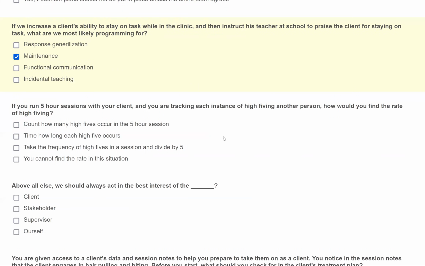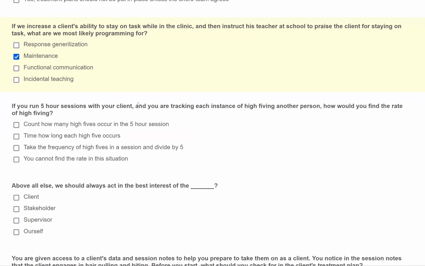If you run 5-hour sessions with your client and you are tracking each instance of high-fiving another person, how would you find the rate of high-fiving? What is rate? Start there, okay? Rate is frequency over time. So if you want to find the rate, what do you need to know? You need to know frequency. You need to know time. So let's find the rate of high-fiving. What is our frequency? Okay. Well, we can't really determine that, but we know we need it.